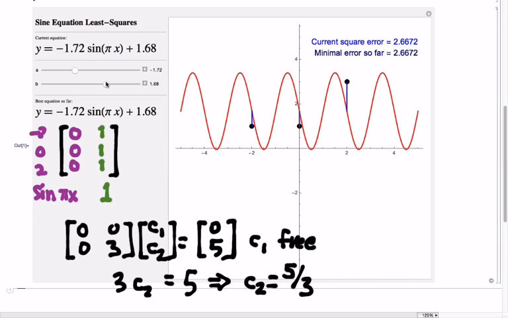So that means that the closest function in our family to this set of data has the form c1 times the sine of pi x plus 5/3. But then this c1 is allowed to roam free. So no matter what c1 I put there, I get a function which is exactly the same distance away from my points as all the others. So that's the first thing that could potentially go wrong. But don't let the non-invertibility of that matrix stop you. The system is still consistent, it just has a non-unique solution.